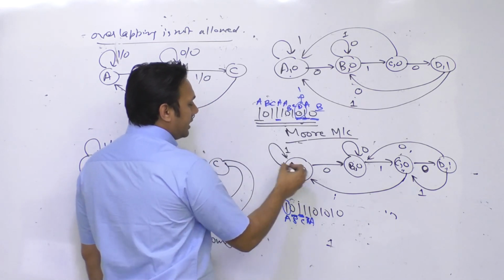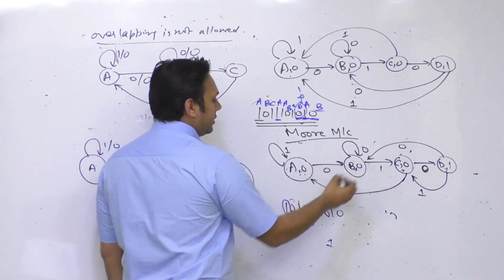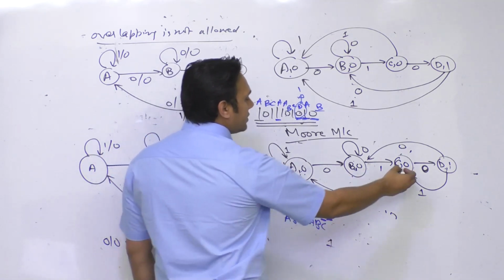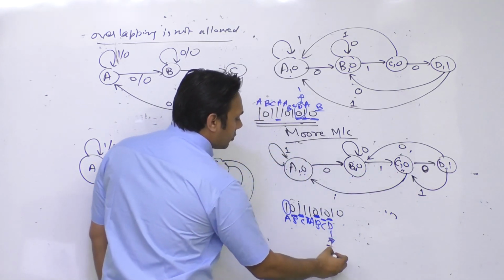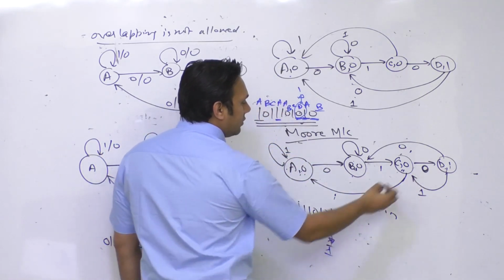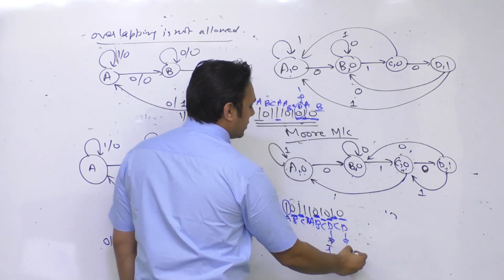Then again a 1 from state A to state A. Then again a 0 from state A to state B. Then again a 1 from B to C. Then again a 0 from C to D, and here we are producing output as 1. Then again 1 from D to C. And again 0 from C to D, and here also we are producing output as 1.